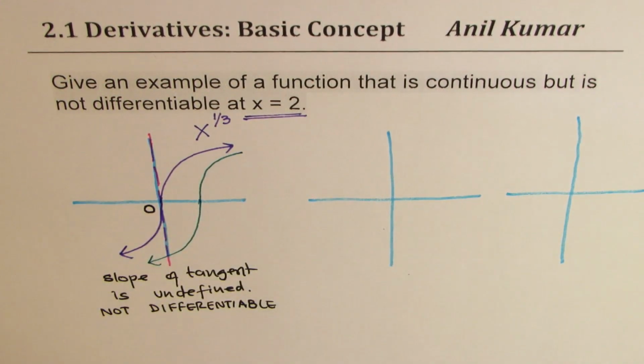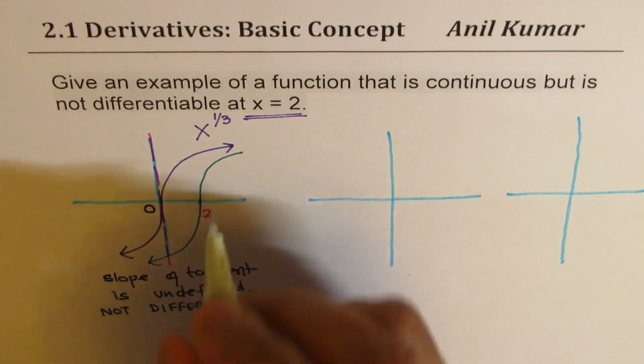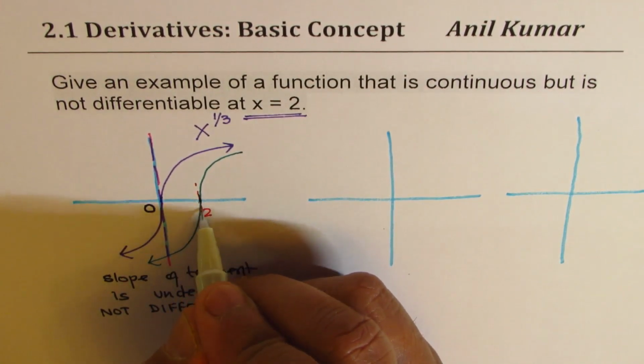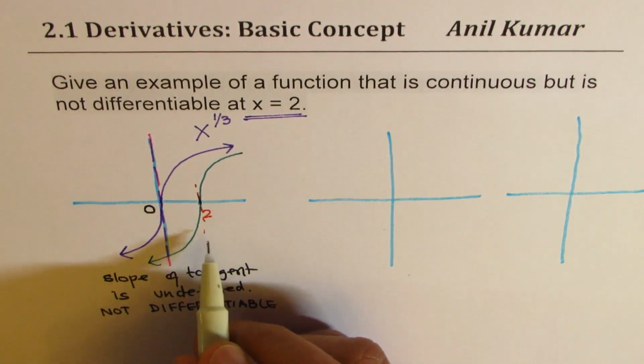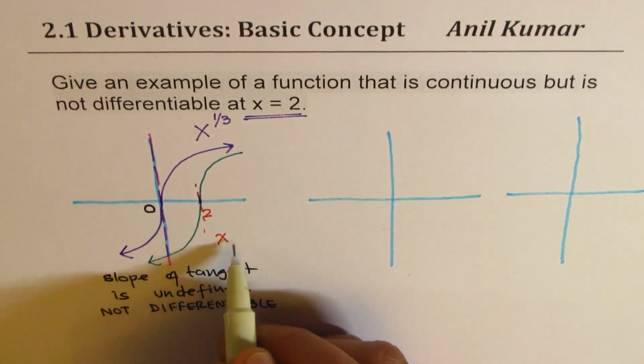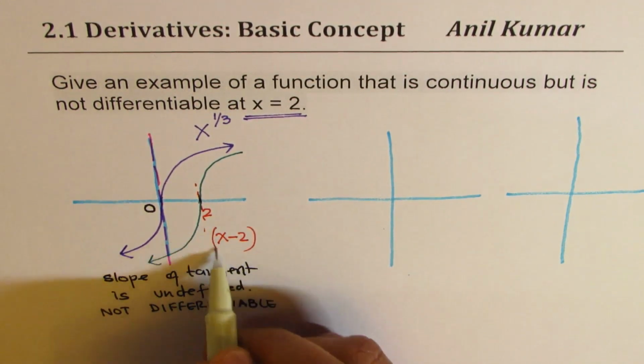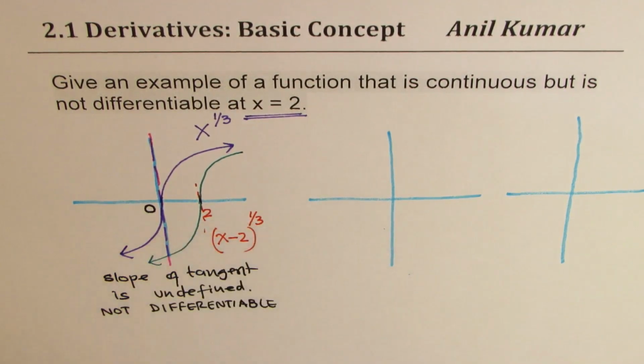So now I've corrected. So good, I saw it, right? So it is x equals 2. So at 2, it is not differentiable. So this function, I will call this as (x minus 2) to the power of 1 over 3. Does that make sense to you? Right. So that becomes our solution for the given question.